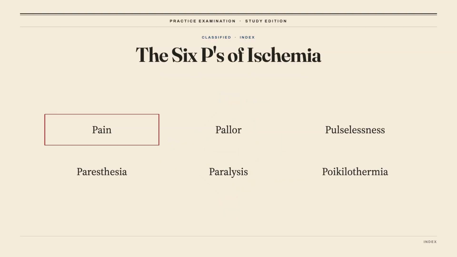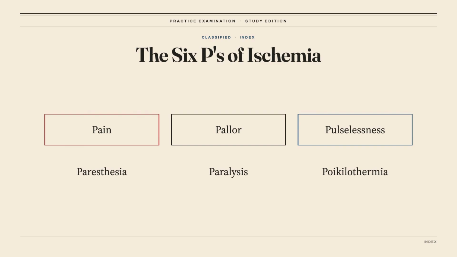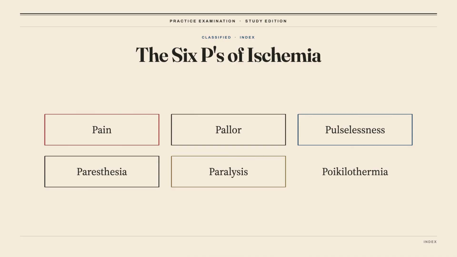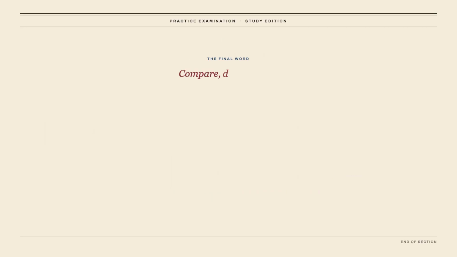The presentation is captured by the 6 P's: pain, pallor, pulselessness, paresthesia, paralysis, and poikilothermia, each reporting on a different tissue losing perfusion. Paresthesia and paralysis appearing together signal advanced ischemia and a limb in serious jeopardy.